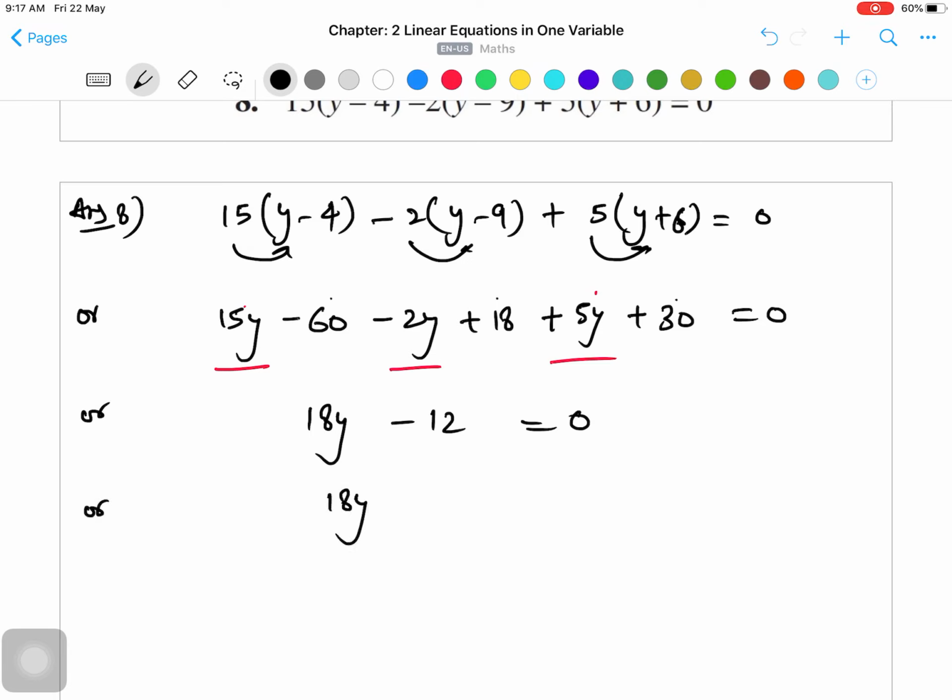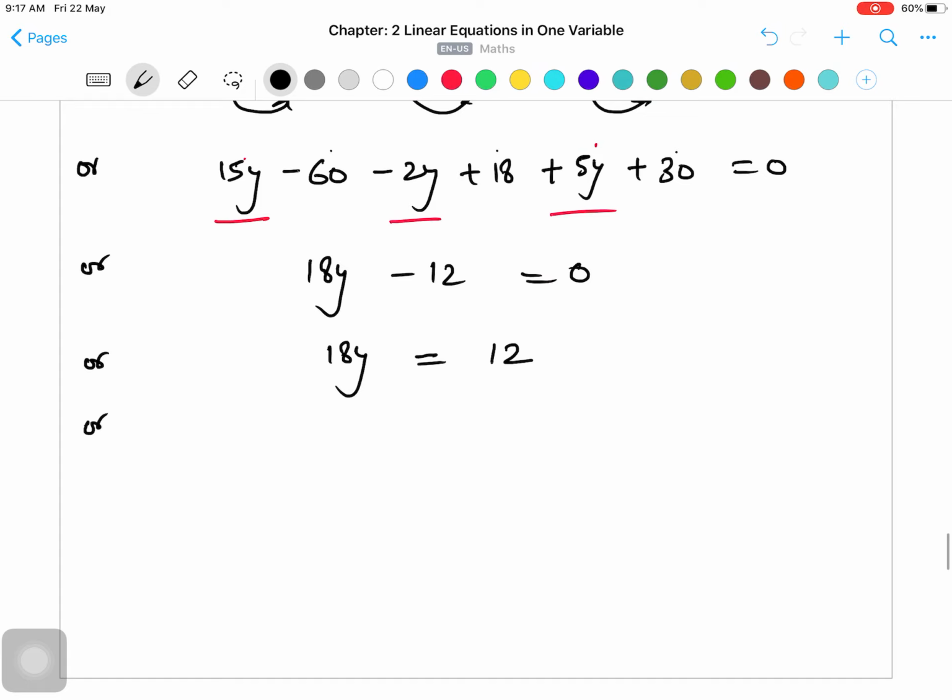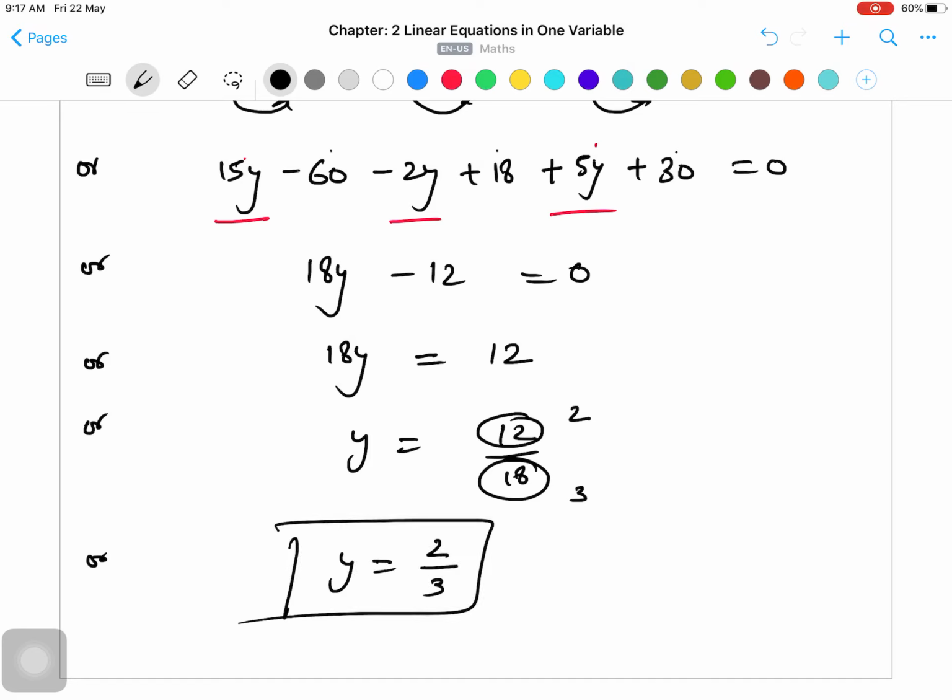So 18y minus 12 equals 0. We'll shift this non-variable term, 12, to the other side, so minus 12 changes to plus 12. Or y will be equal to 12 by 18. You can divide them by 6, and you will get 2 and 3. So the value of y is equal to 2 by 3. That's the solution of this equation, which is y equals 2 by 3.